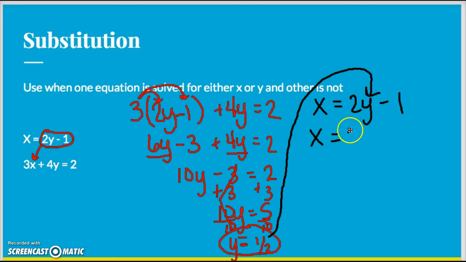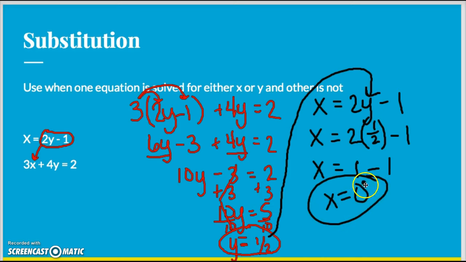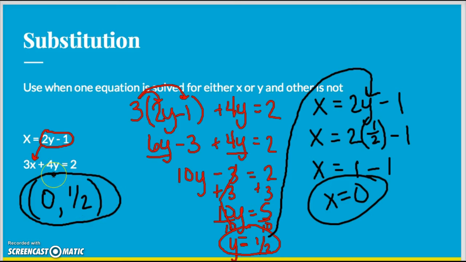So I have x equals 2, but now instead of the y, I'm going to put 1/2. So 2 times 1/2 minus 1. And then solve. Well, 2 times 1/2 is 1, minus 1, and x equals 0. So again, your answer is always going to be an ordered pair. And remember, it always goes x and then y. So (0, 1/2) would be where these two would intersect if you were to graph them.